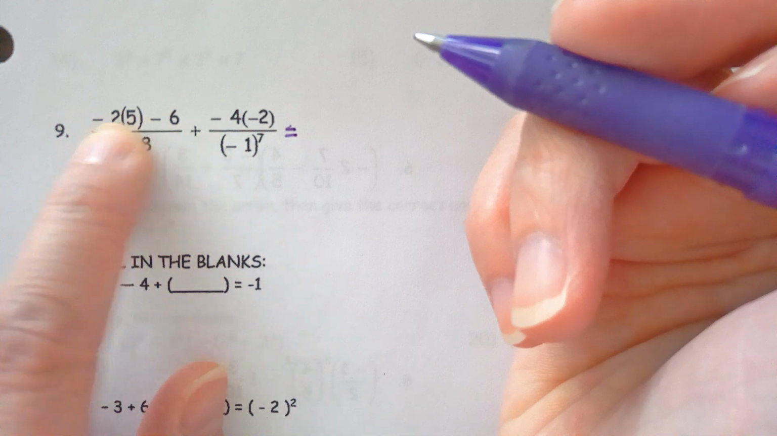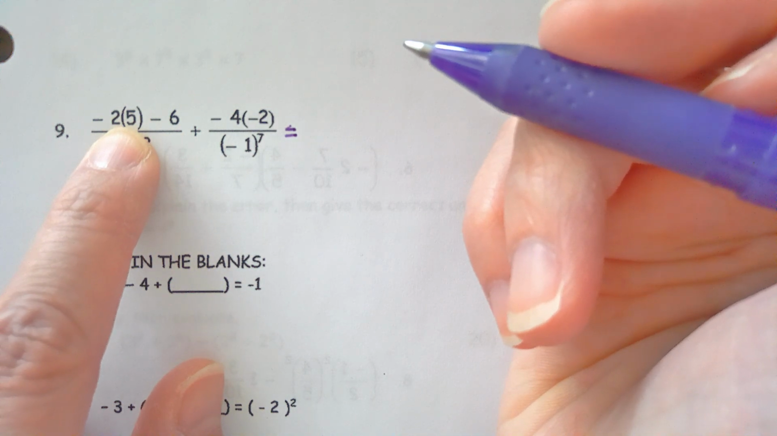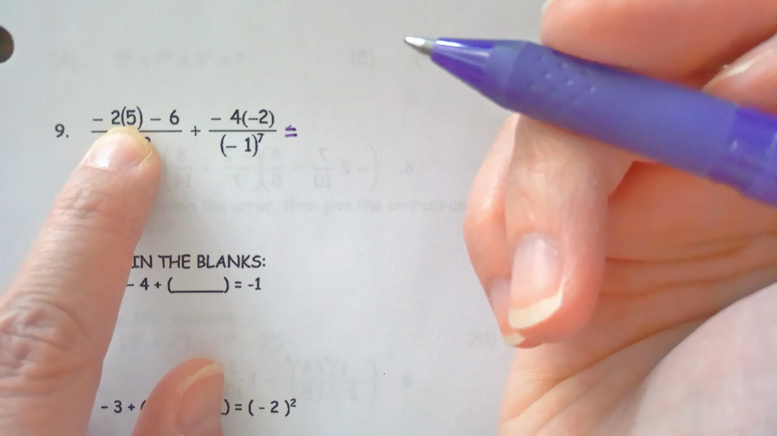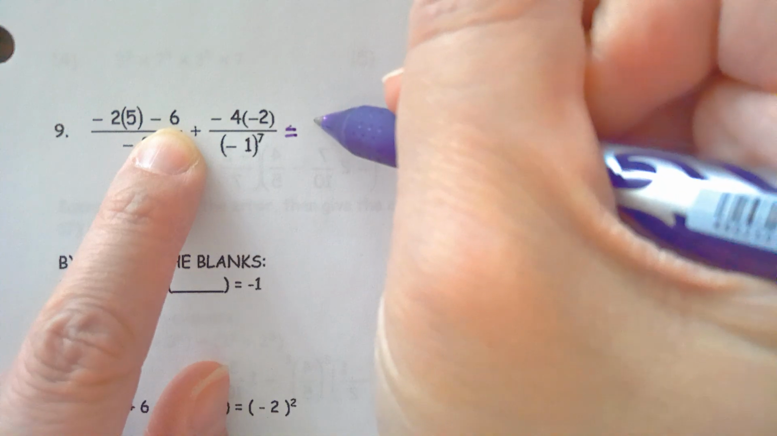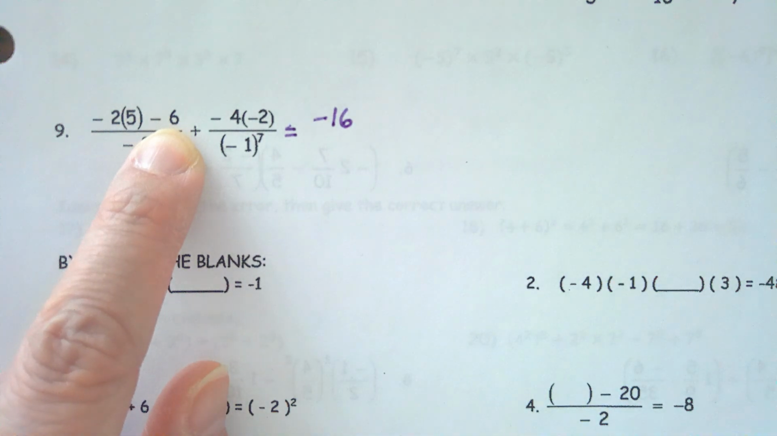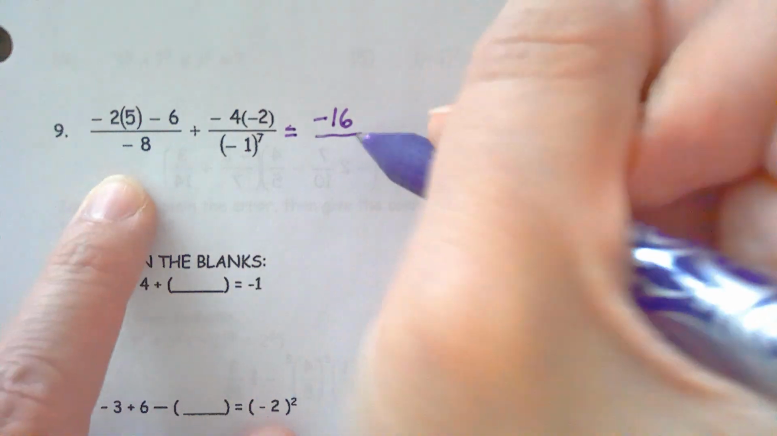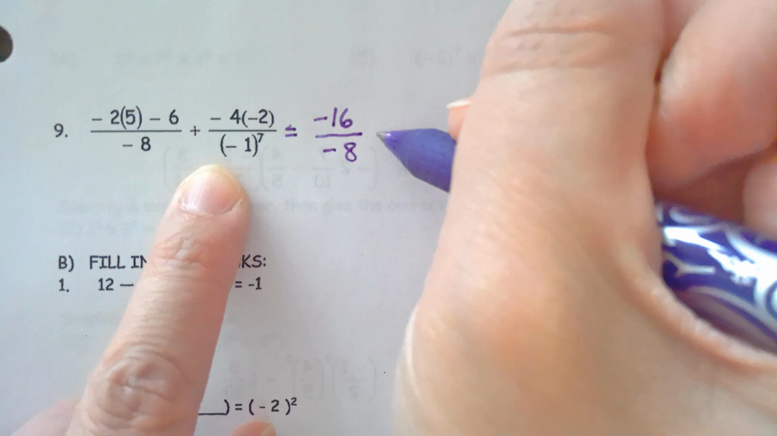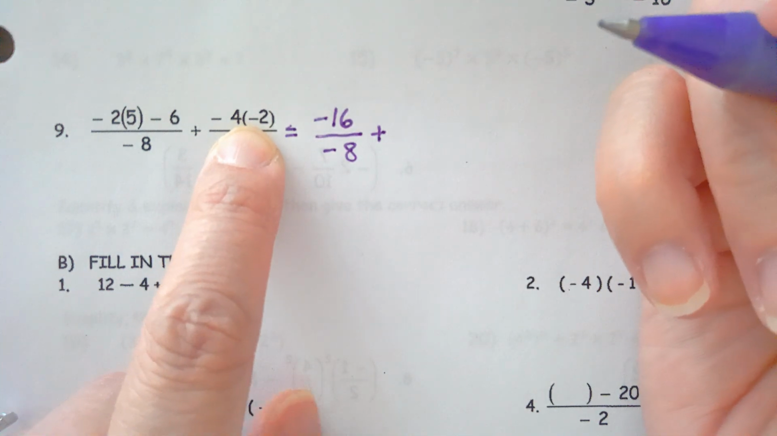Okay, in the numerator right here, you can simplify this. So -2 times 5, -10 and then -6. You're moving down the number line, so -16. Over -8 plus, okay, -4 times -2.